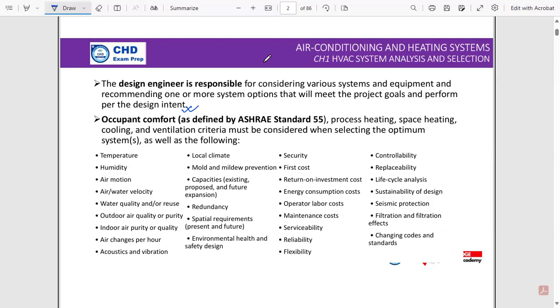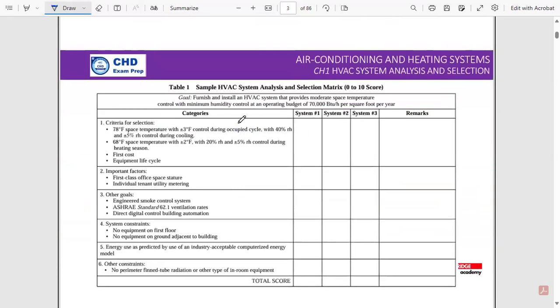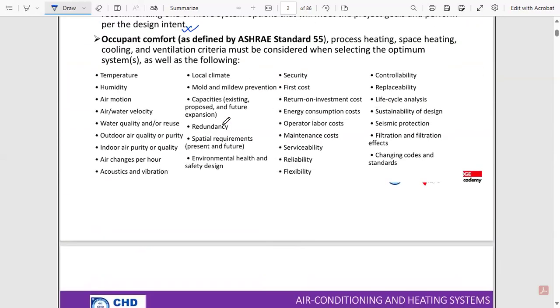That's why it is the responsibility of the design engineer, and the design engineer must be involved at the very beginning of the project, not in the middle of the project. And later on, we will discuss how you can present your data to the customer so that the customer can make a better decision from the available data.